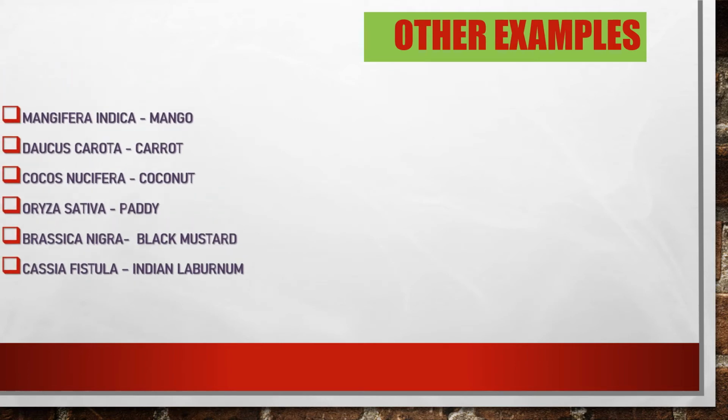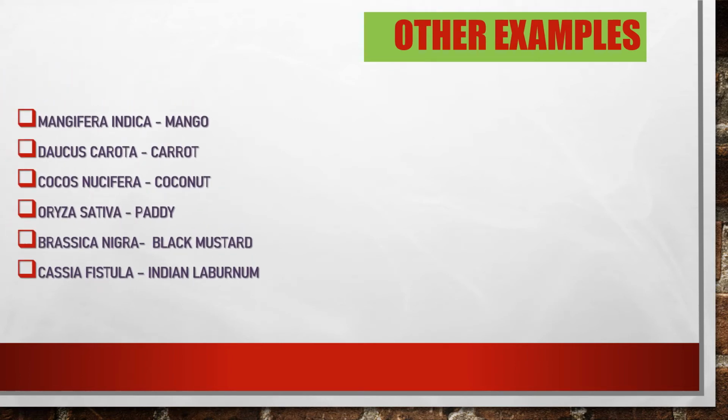Other examples of racemose inflorescence are Mangifera indica, the local name is mango, Daucus carota, local name is carrot, Cocos nucifera, local name is coconut tree, Oryza sativa, local name is paddy, Brassica nigra, the local name is black mustard, and Cassia fistula, local name is Indian laburnum.